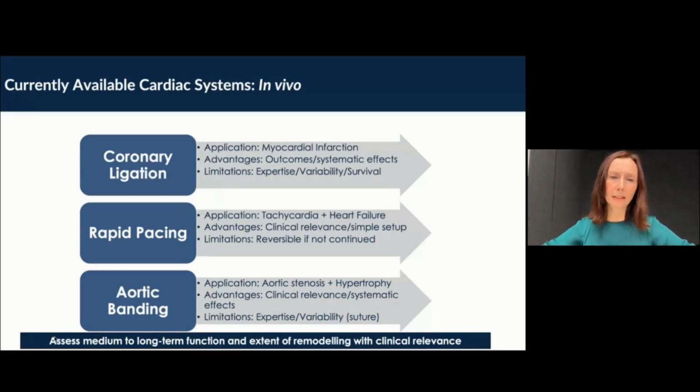Secondly, rapid pacing. This is obviously something that is used really nicely for tachycardia and heart failure. The advantages are obviously its clinical relevance, but also it's rather simple to set up. The limitations, it can be a reversible form of tachycardia if that stimulus is not continued. Lastly, aortic banding.